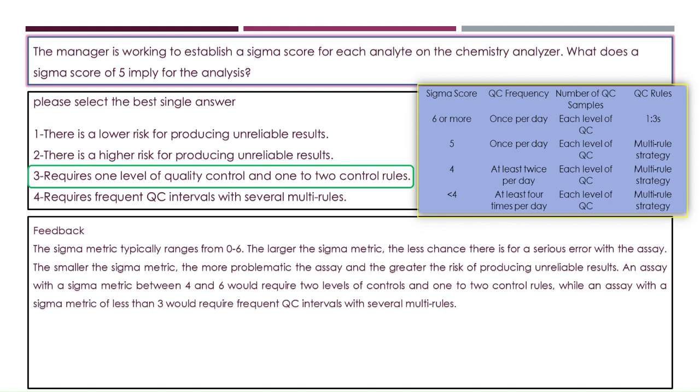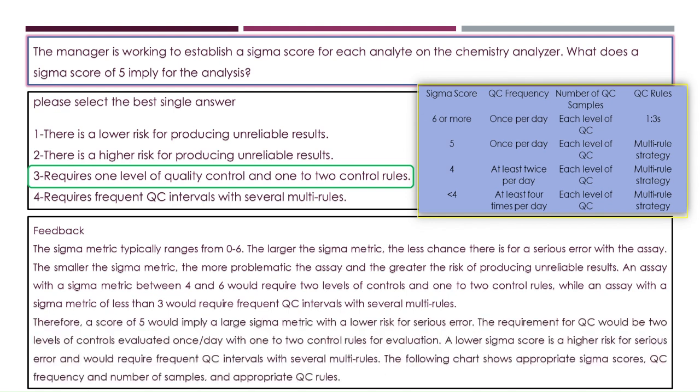The larger the sigma metric, the less chance there is for a serious error with the assay. The smaller the sigma metric, the more problematic the assay and the greater the risk of producing unreliable results. An assay with a sigma metric between 4 and 6 would require 2 levels of controls and 1 to 2 control rules, while an assay with a sigma metric of less than 3 would require frequent QC intervals with several multi-rules. Therefore, a score of 5 would imply a large sigma metric with a lower risk for serious error.